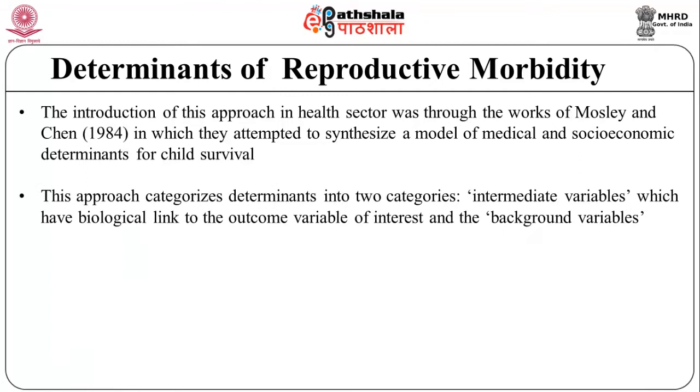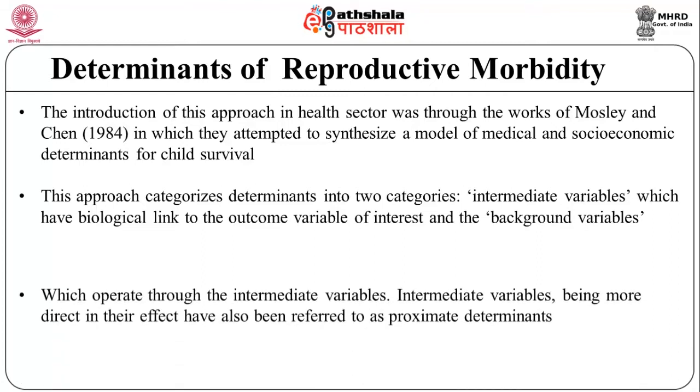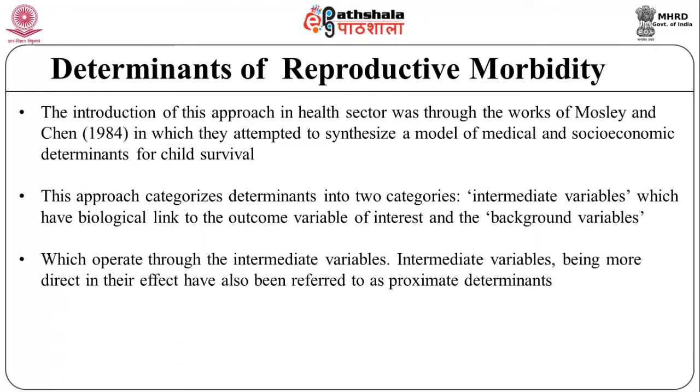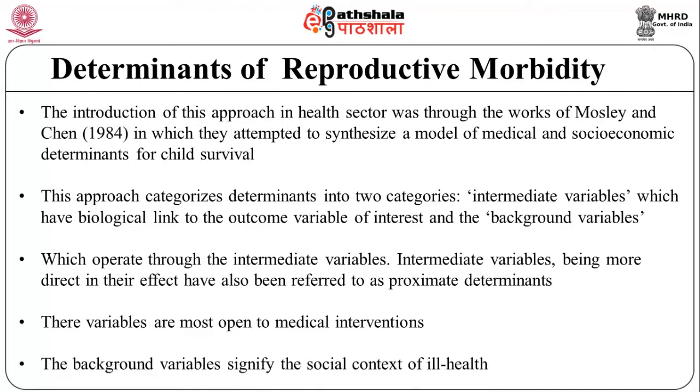This approach categorizes determinants into two categories: intermediate variables, which have a biological link to the outcome variable of interest, and the background variables, which operate through the intermediate variables. Intermediate variables, being more direct in their effect, have also been referred to as proximate determinants. These variables are most open to medical interventions. The background variables signify the social context of ill health.